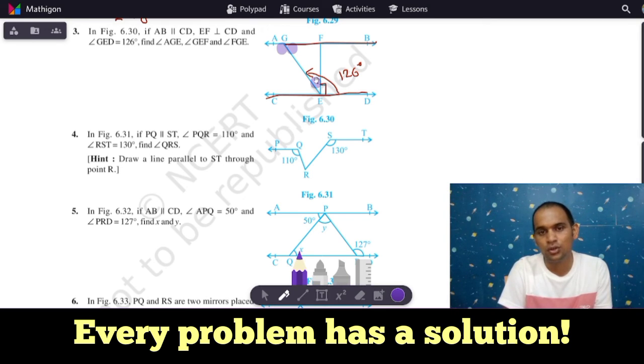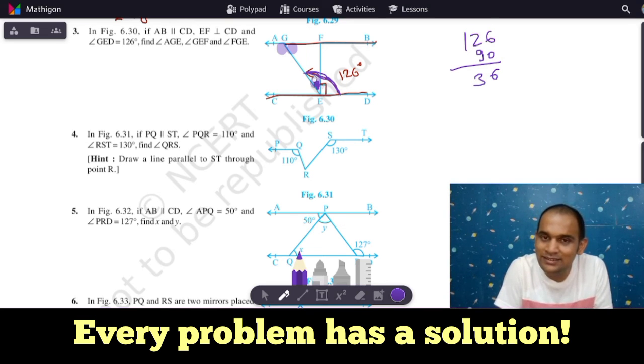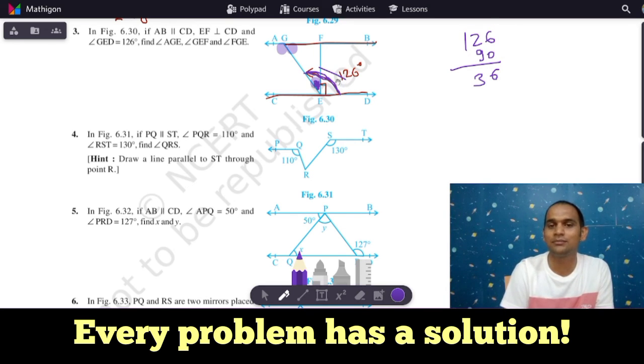Since this is given as 90 degrees and this whole angle is given to be 126, this small angle over here can be written as 126 minus 90, which is 36. Why can we do that? Because 90 plus this angle forms 126. So if you want to find this angle, 126 minus 90, you can make the equation also. So this angle, GEF, is 36 degrees. I hope that is clear.